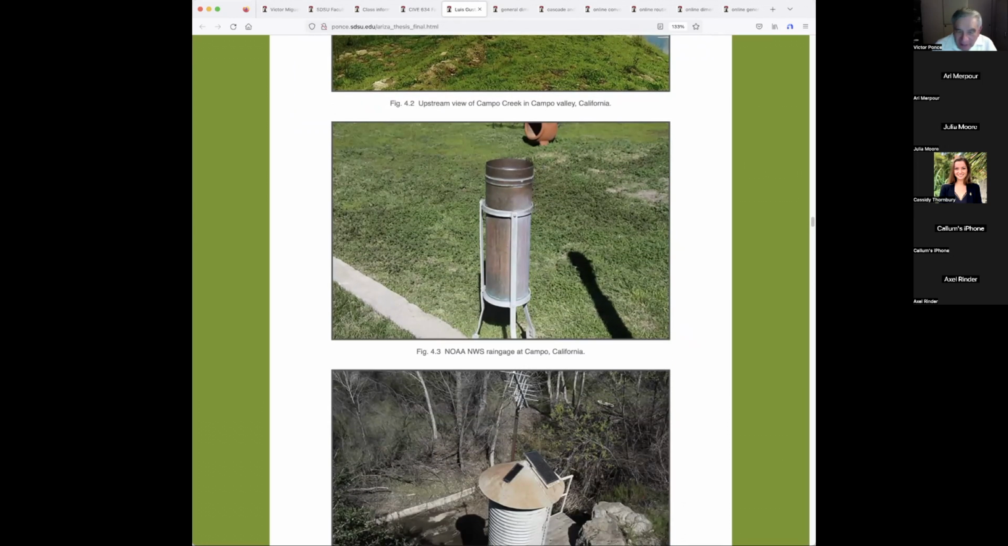This is the famous NOAA NWS rain gauge at Campo, California. Of course, you guys don't know the history of this rain gauge. In 1891, I think it was February, I have the data somewhere. There was a storm in here where it rained 11 inches in 100 minutes. I was going to say 100 inches in 11 minutes. No, 11 inches in 100 minutes.